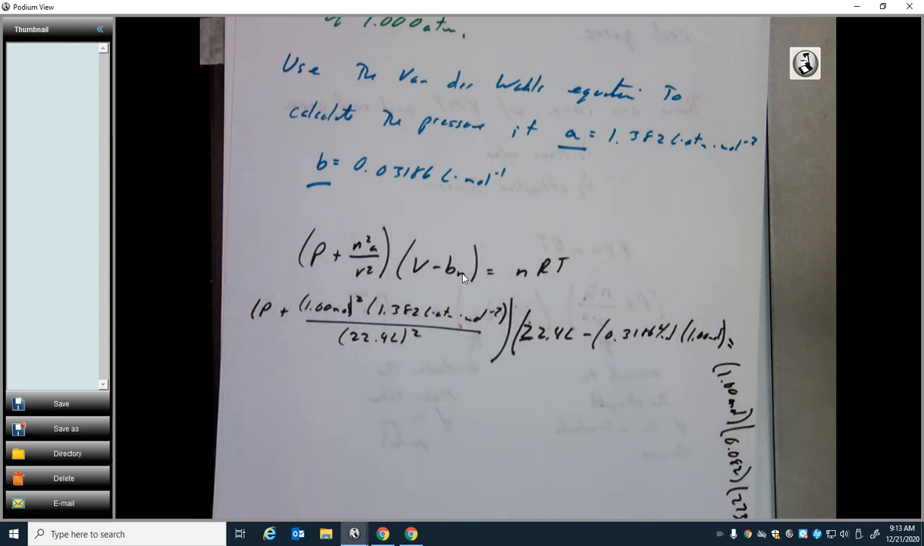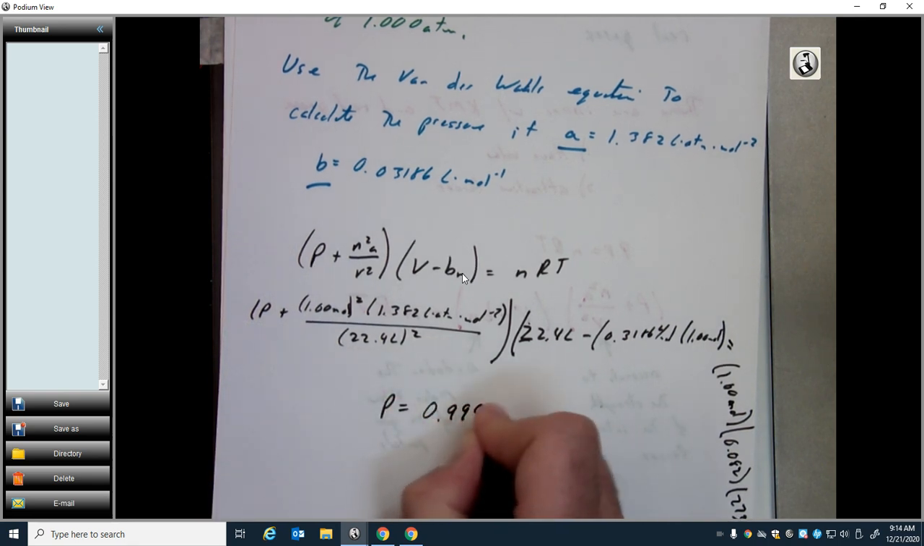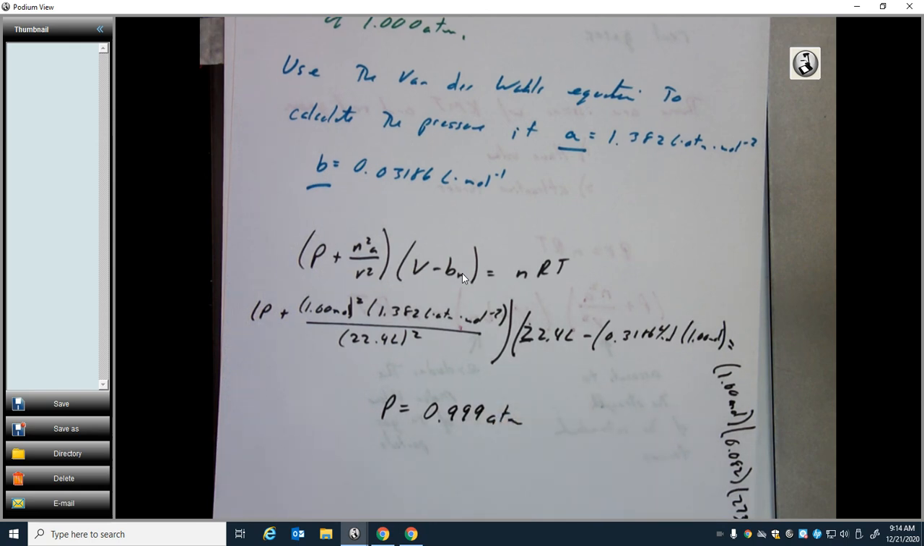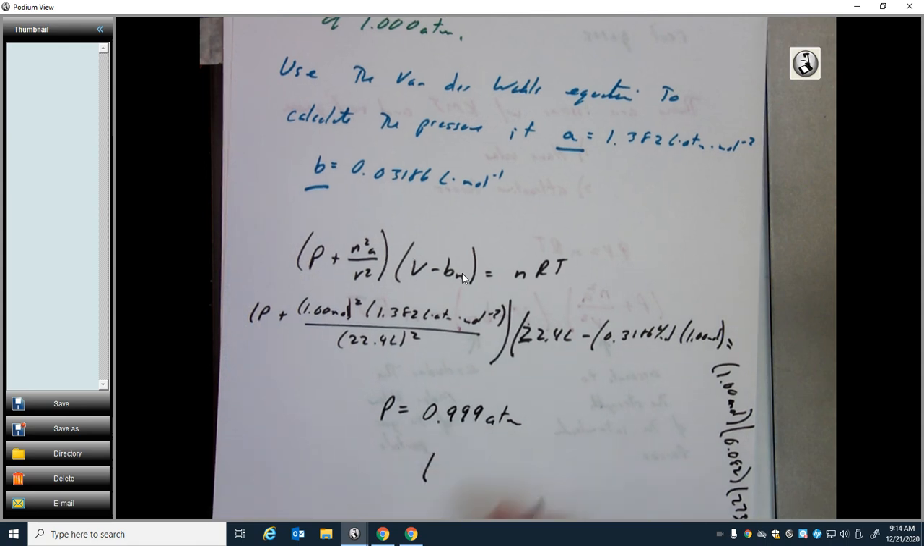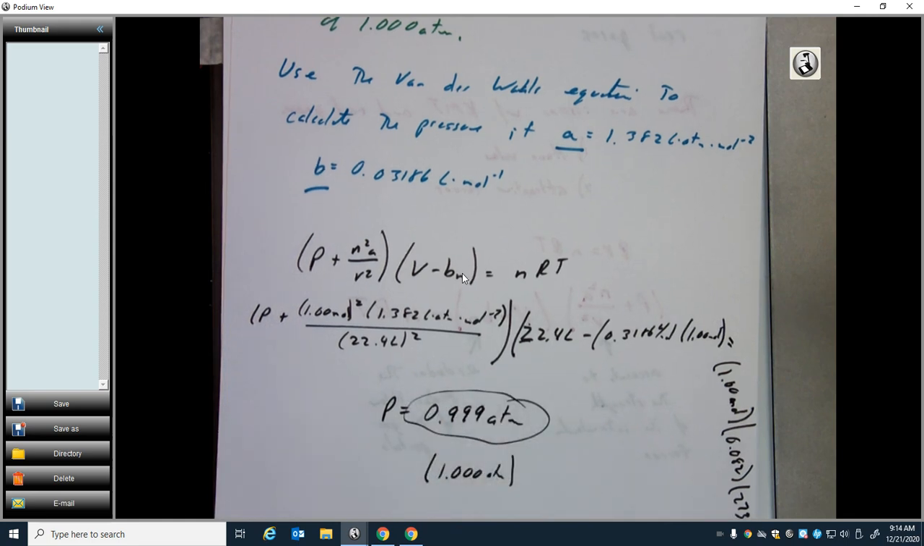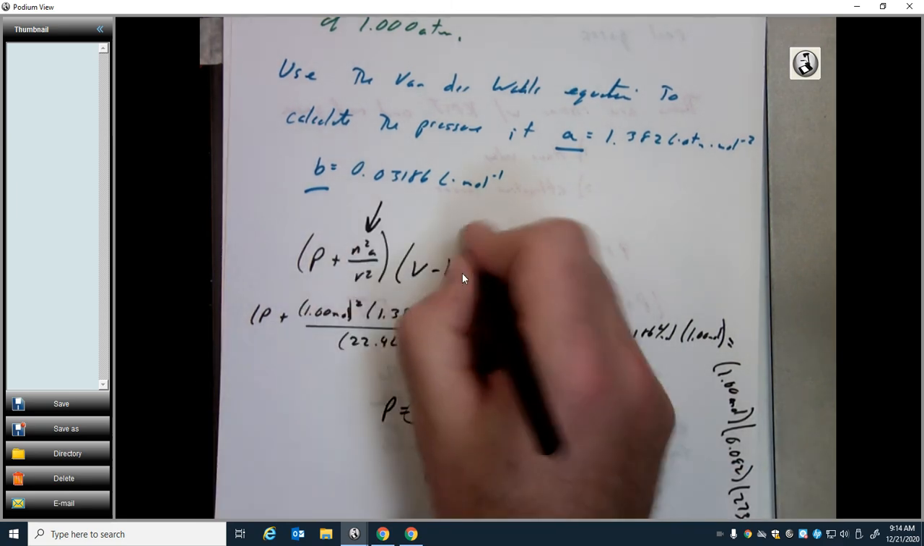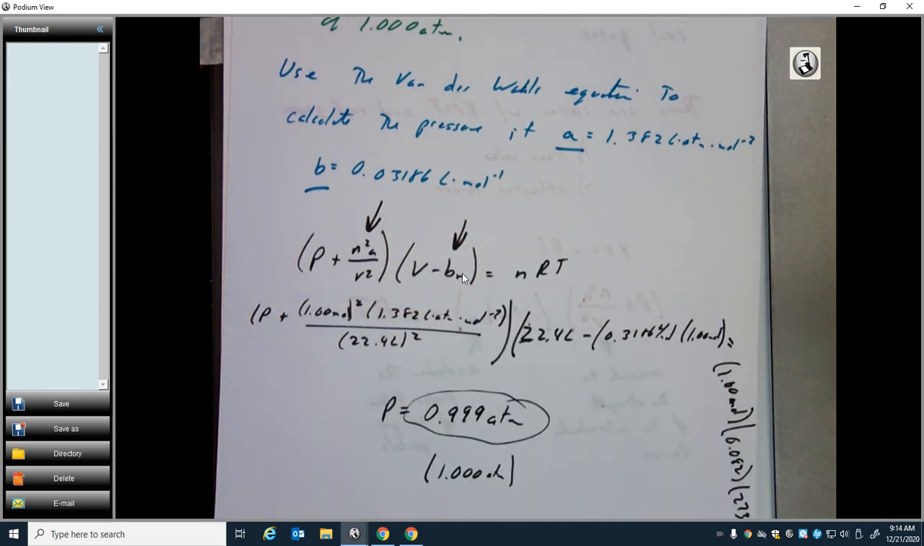When we end up doing all that math, our pressure ends up being 0.999 atmospheres. Does it make a difference? Well, I guess. Just using PV equals nRT, we said it would be 1.000 atmospheres. Doing all this math, yes, it makes a difference, but not very much. So in reality, we're not going to use this equation. You just need to know what this term means and what that term means. All right, that's where we're going to end for today. Have a good afternoon.